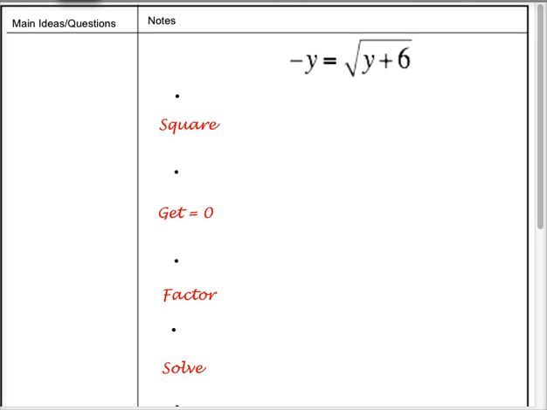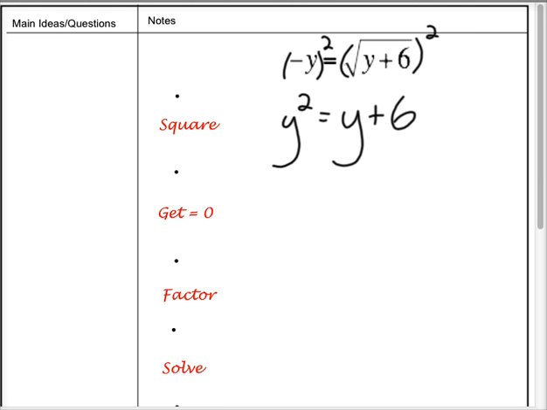So looking at this, we are going to be squaring both sides. The radical is already by itself, so let's square both sides. So negative y squared. Well, remember that squared cancels out the negative, so we just end up getting a positive y squared and the square undoes the square root. So that's our squaring piece.